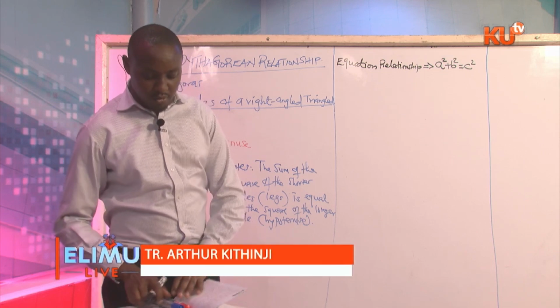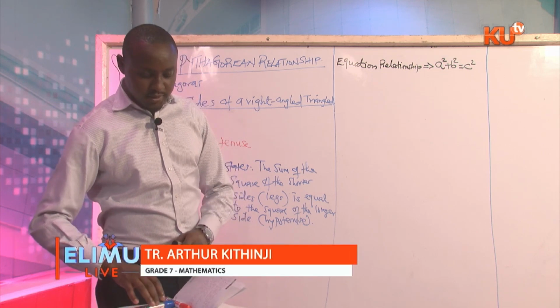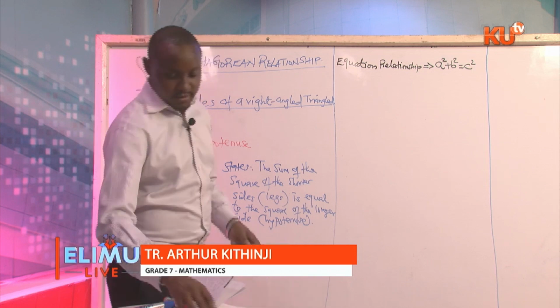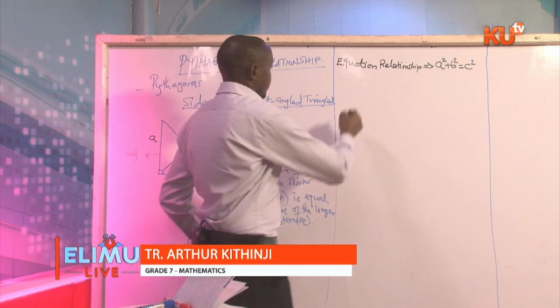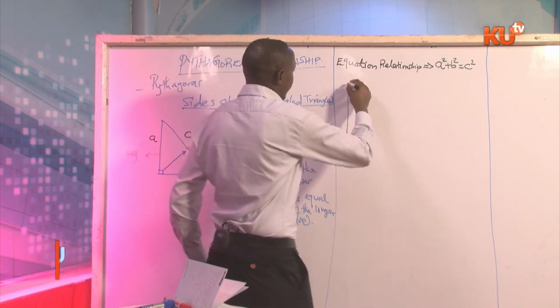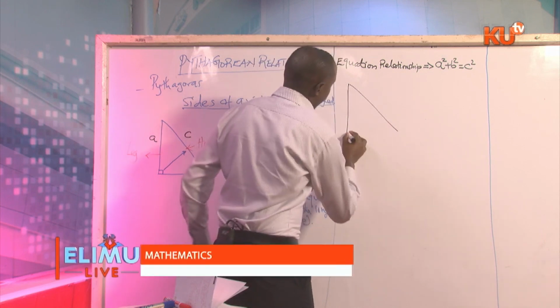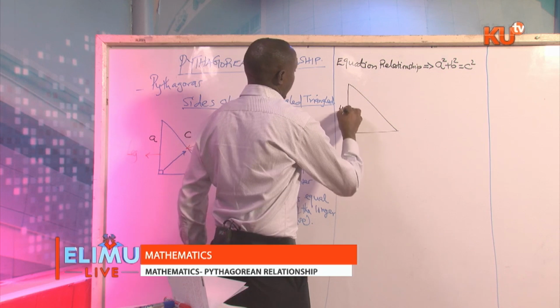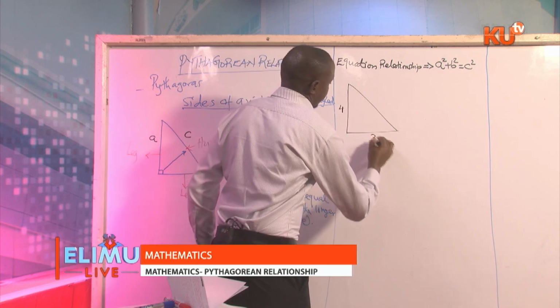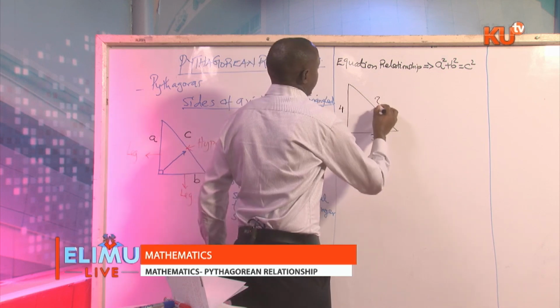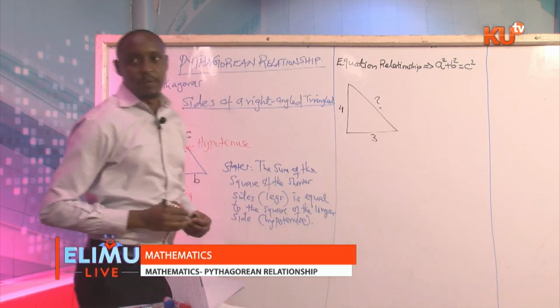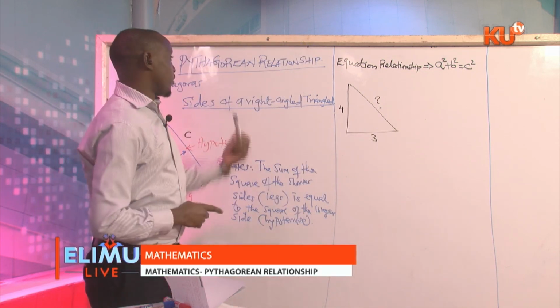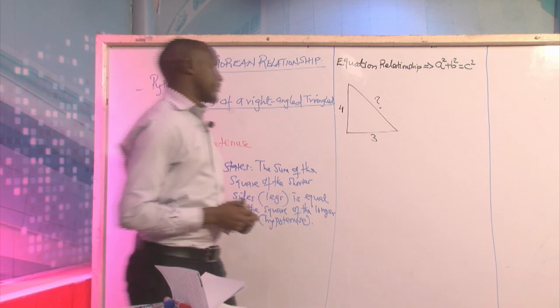So let's try to use the Pythagorean relationship to understand more on what we are saying and to get the missing side. If you are given a right-angled triangle, you are told that this side is 4, this side is 3, then you are asked to find the missing side, which is the hypotenuse, using the Pythagorean relationship or theorem.